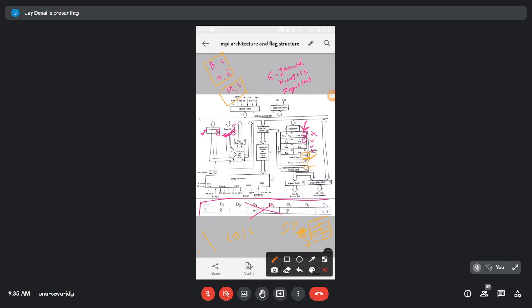Clear what I said? Yes, sir. So there is a provision that you can increment or decrement your stack pointer or program counter. So this incrementer and decrementer address latch is used to increment or decrement the contents of the program counter or stack pointer by 1. Okay?